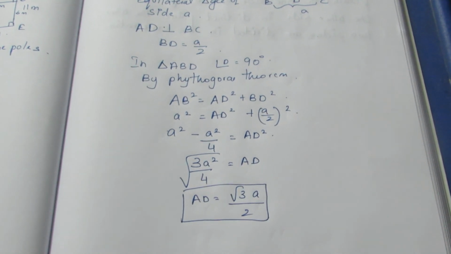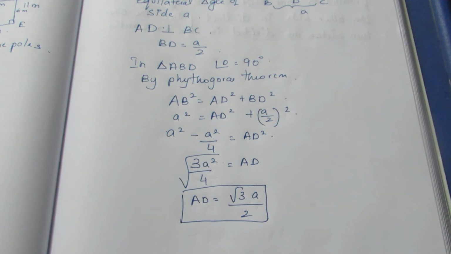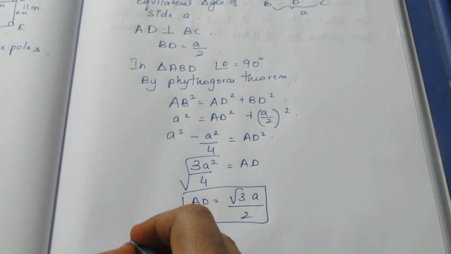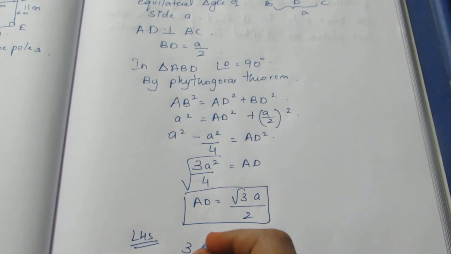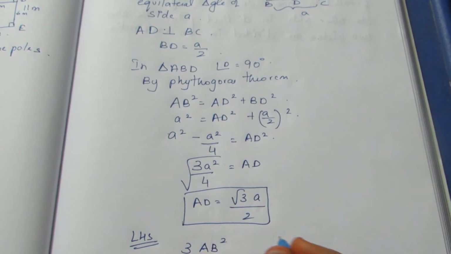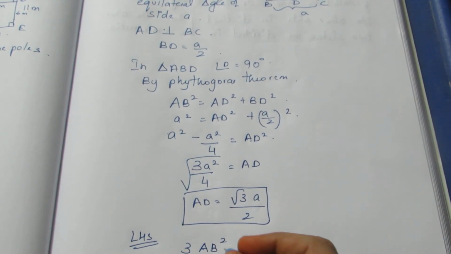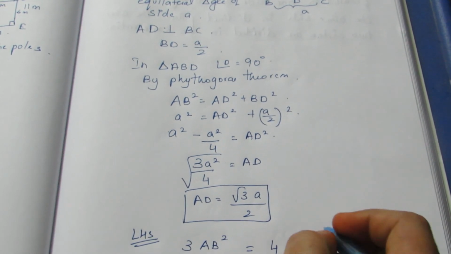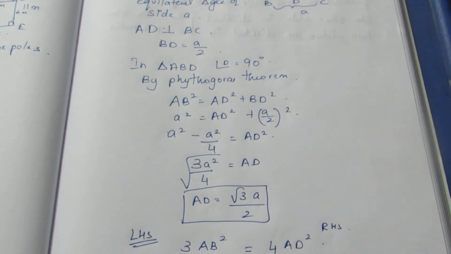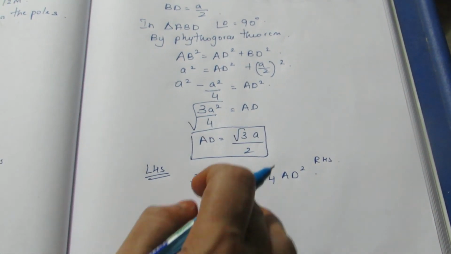They have asked, 3 times the square of the side, so in LHS, 3 times the square of the side is equal to 4 times the square of the altitude. This we need to prove. This is your RHS. So proving both at the same time, I am taking the A.